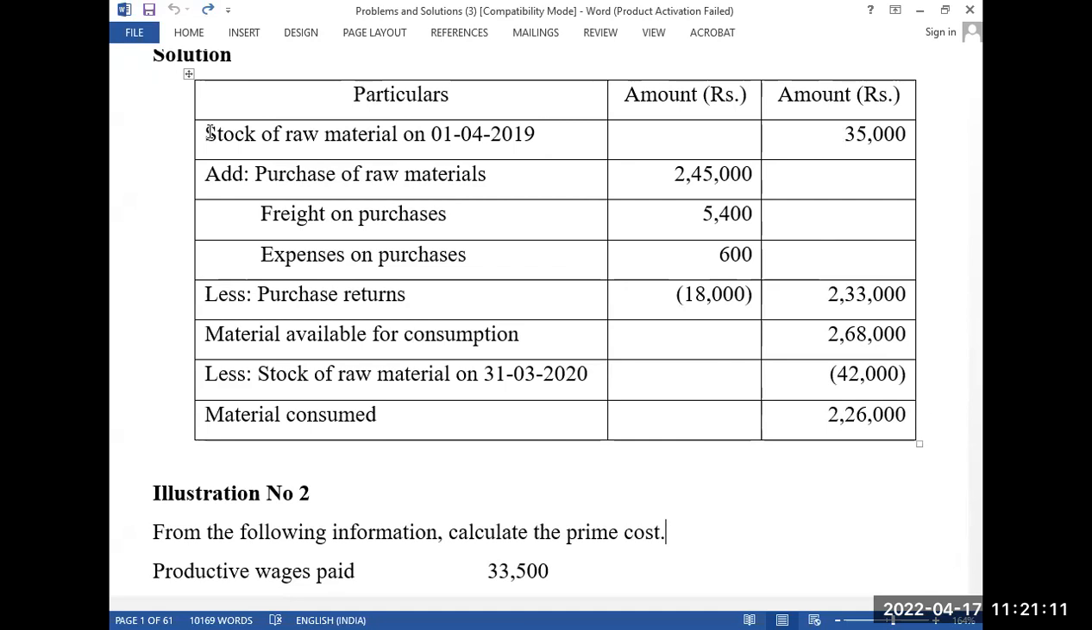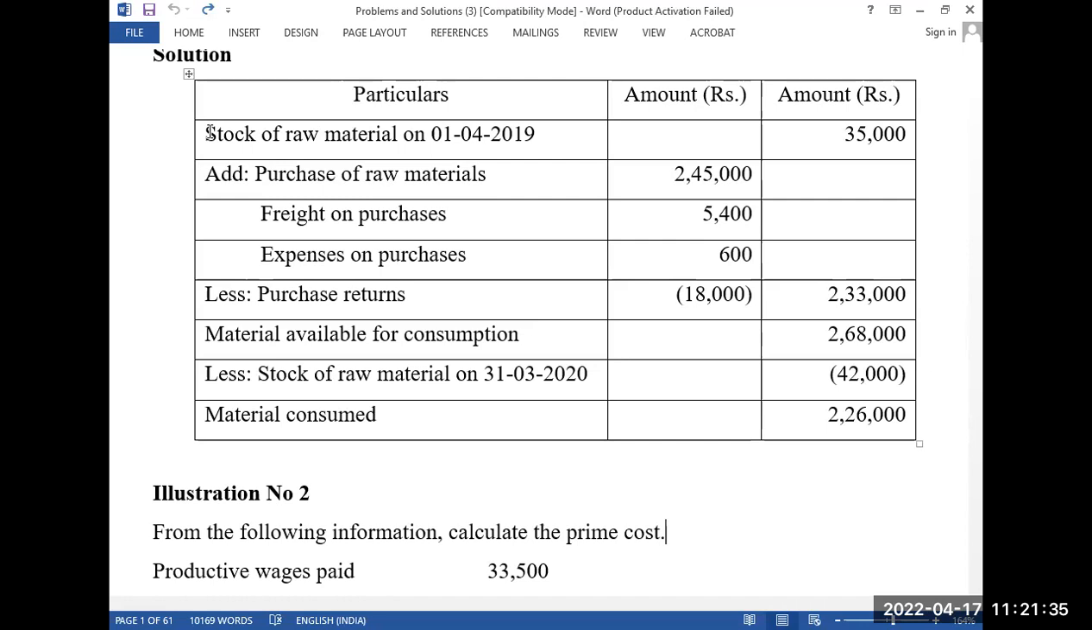35,000 worth of raw material was there with me in this current accounting year opening. Meaning 1/4/2019 morning, we had some units of raw material. That unit we don't know. It is not given here. But the value of the unit is 35,000. And then I purchased 2,45,000 worth of raw material.